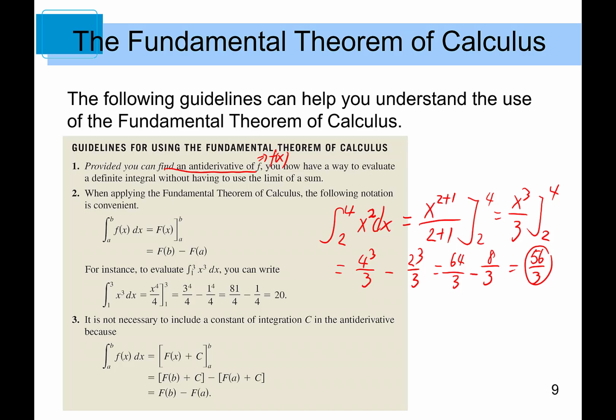If you look at it from a graphical point of view, the graph looks like this. This is the function f of x equal to x squared. It's a parabola concaving upward, passing through the origin. So we're looking at 1, 2, 3, 4, looking for the area from 2 to 4.